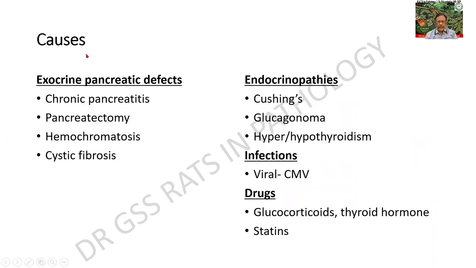Causes continued, I have something called exocrine pancreatic defects. Chronic pancreatitis, pancreatectomy, hemochromatosis, cystic fibrosis. These are all some conditions which we may or may not be familiar with, but they can cause diabetes. There can also be a group of endocrine disorders such as Cushing syndrome, glucagonoma, hyper or hypothyroidism. Infections such as cytomegalovirus and drugs such as glucocorticoids, thyroid hormone or statin. I do not know how comfortable you people are with the list of causes.